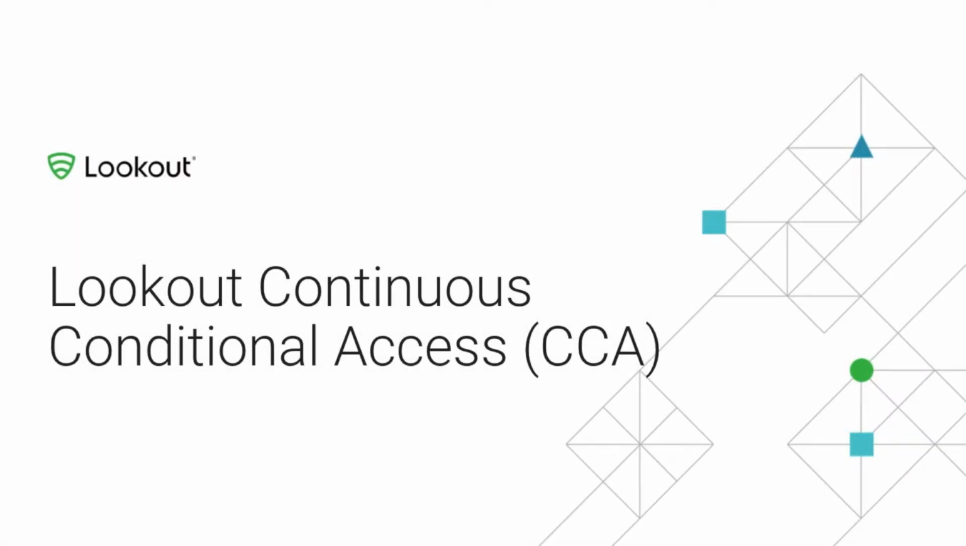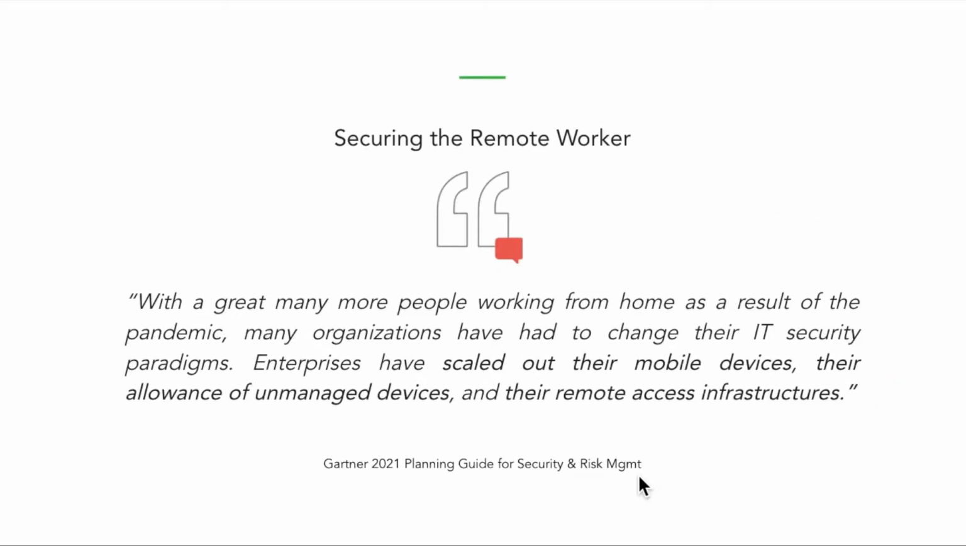Today, as organizations are adapting to a hybrid workforce, employees are accessing corporate apps from all types of devices. In fact, according to the Gartner 2021 Planning Guide for Security and Risk Management, with a great many people working from home as a result of the pandemic, many organizations have had to change their IT security paradigms. Enterprises have scaled out their mobile devices, their allowance of unmanaged devices, and their remote access infrastructures.